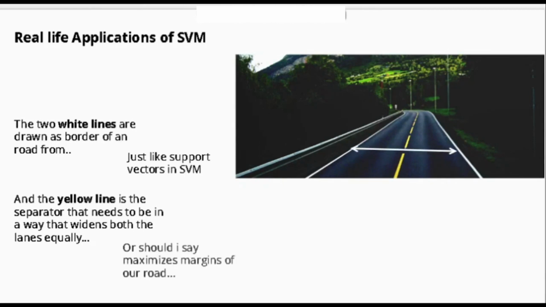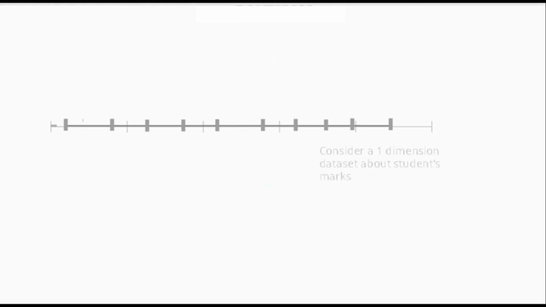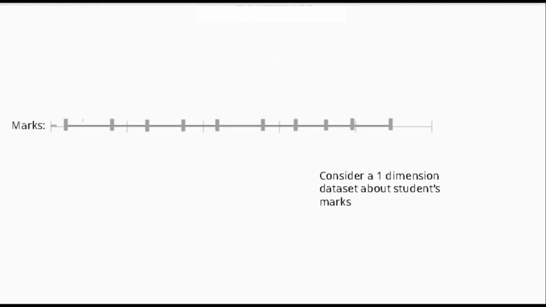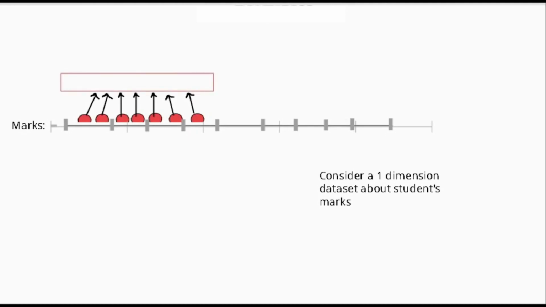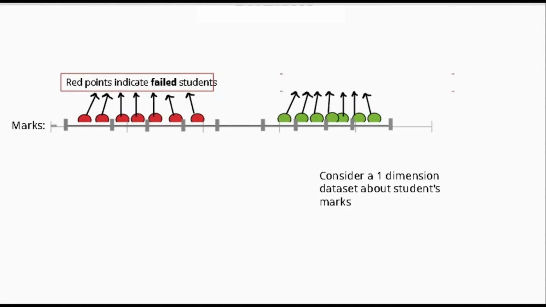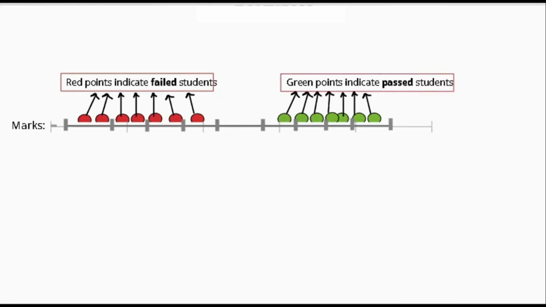Now let's look at how SVM works. Consider a one-dimensional data set about students' marks. The red point indicates failed students and the green point indicates the passed students. What happens when we set a threshold over here?